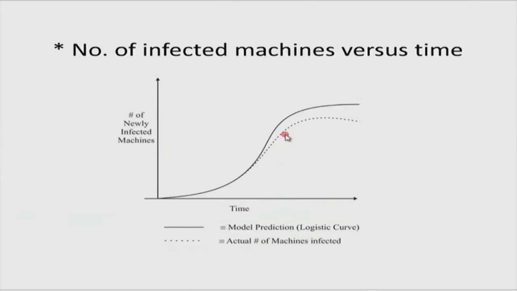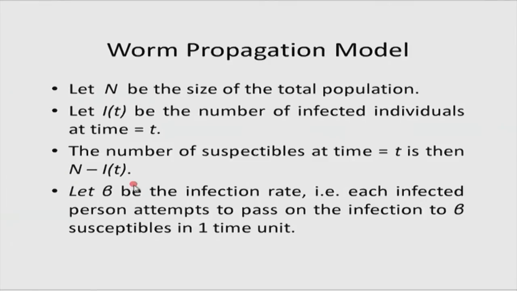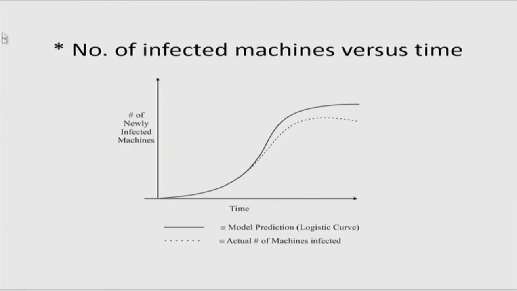So some of the system administrators got alerted to this problem and they started to patch their machines. When they started to patch their machines, the value of beta that we showed in the previous slide, the infection rate, started to fall. To be correct, this beta is not a constant, it's a function of time, and it's a decreasing function of time. Because of that, you can solve this differential equation numerically, and what you get is something less than the presumed value from the model.